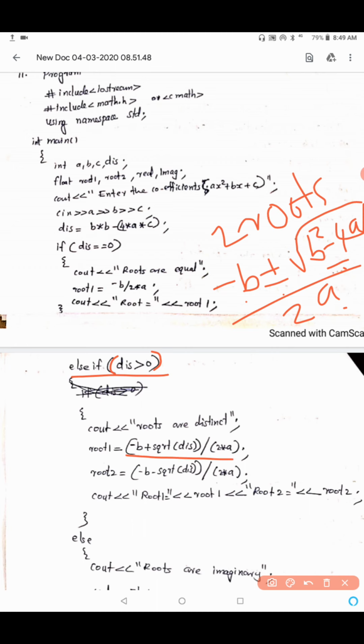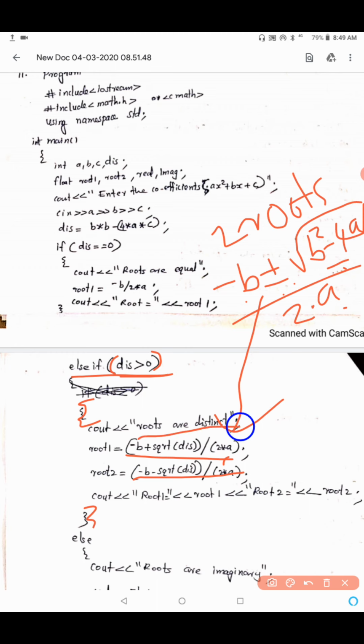Do not think that it is complicated. It is just the formulas we are giving here. This formula we are just giving here. Instead of into, we are writing star. Only that is the difference. So else if discriminant greater than 0, the else if bracket we are opening here and closing it over here.